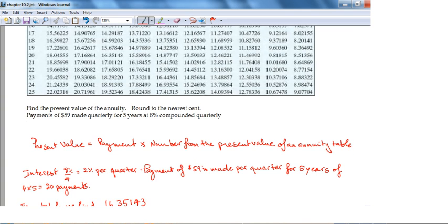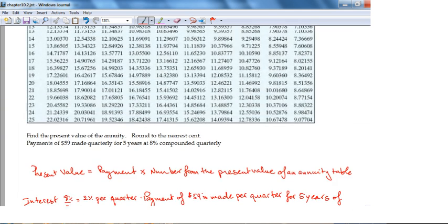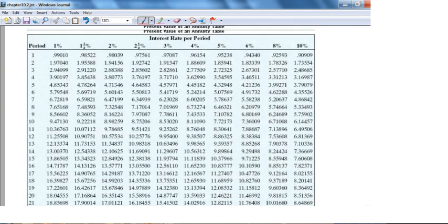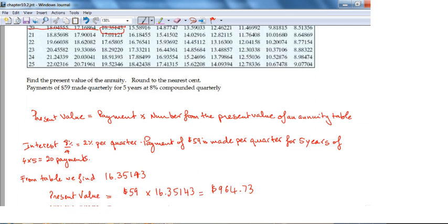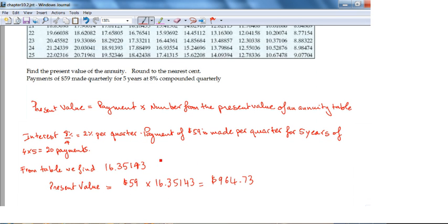So we go back to the table and we look at 2% for the interest, and we go all the way to 20 periods. So the number we're looking for is 16.35143. So here is the number we found from the table.